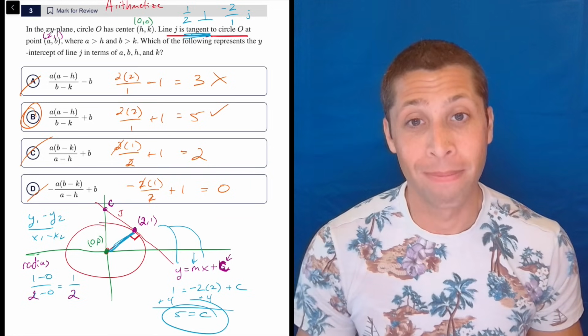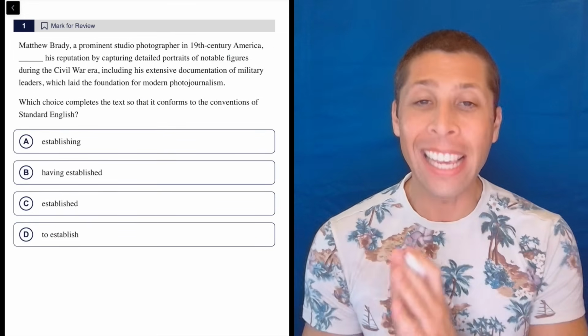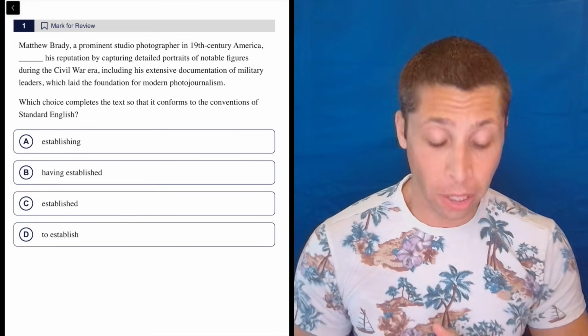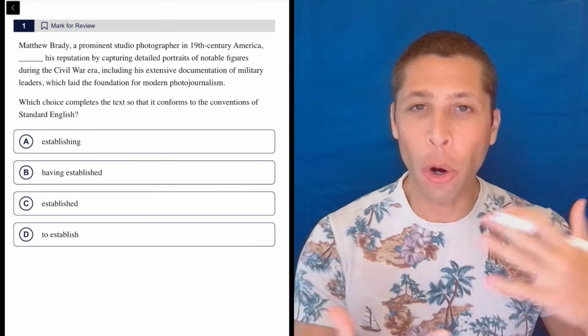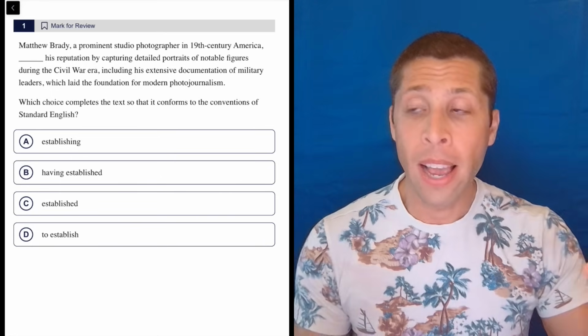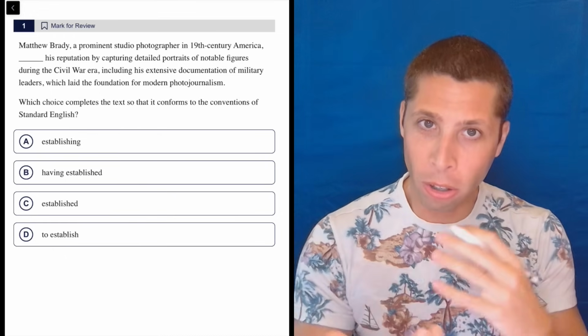All right, so now we're going to reset things a little bit. We're going to look at an easy reading question. Specifically, we're going to look at a grammar question because that is a very quick, easy way for me to show you how that difficulty increases and how they can test a very fundamental rule and start to make it harder.